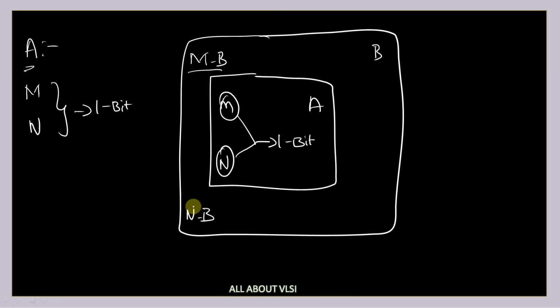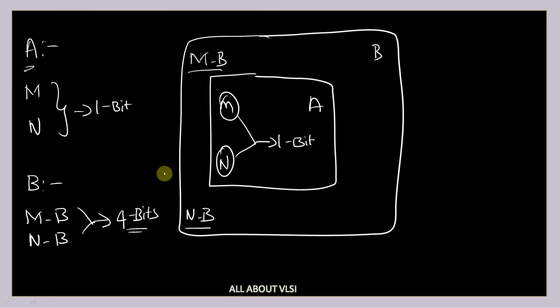Whereas M underscore B and N underscore B, the module B parameters, let's say are of 4 bits width. Now, what do you think if we are connecting this M underscore B and N underscore B with M and N, do we get any compilation errors? What do you think?